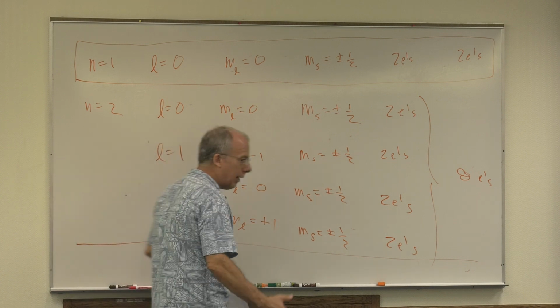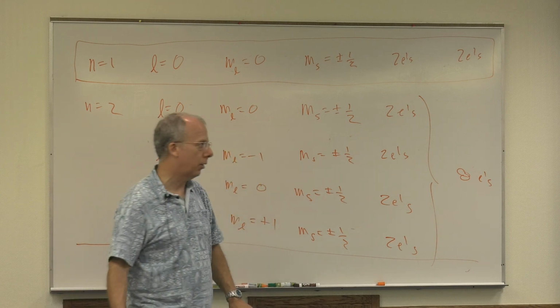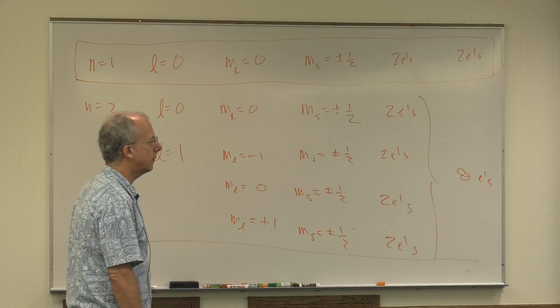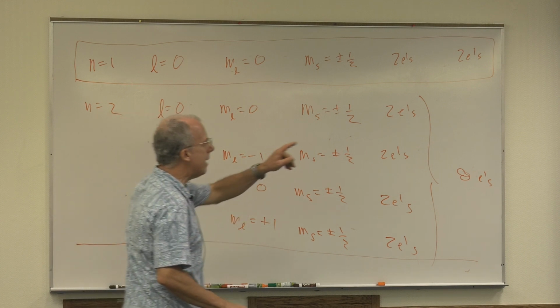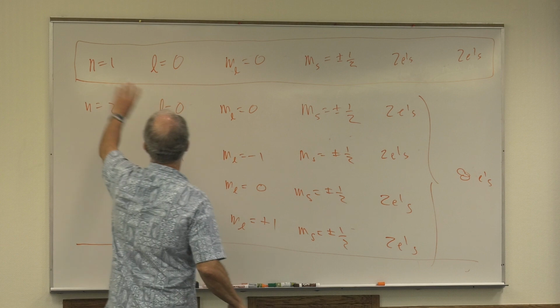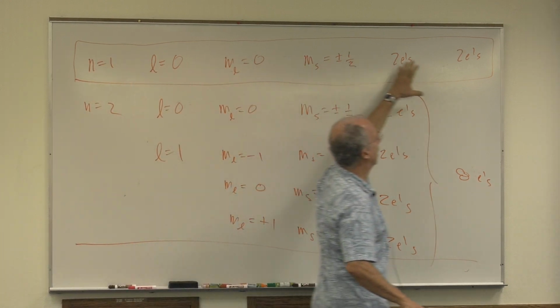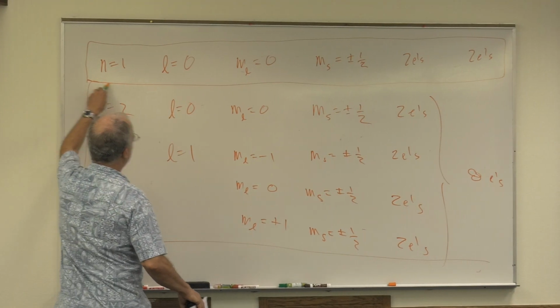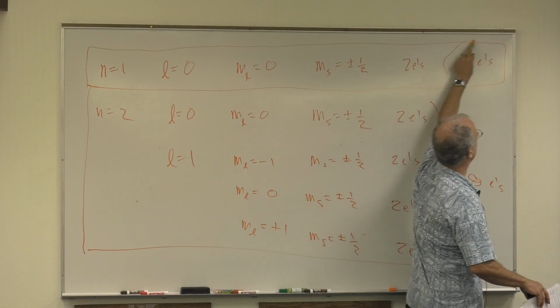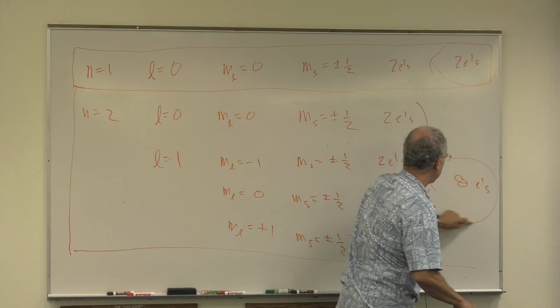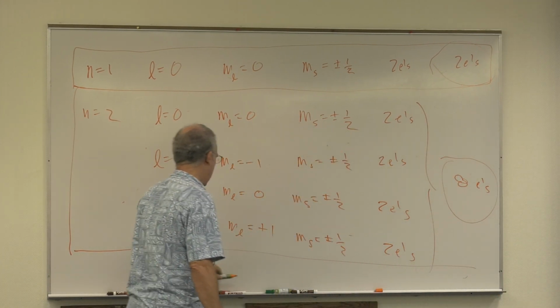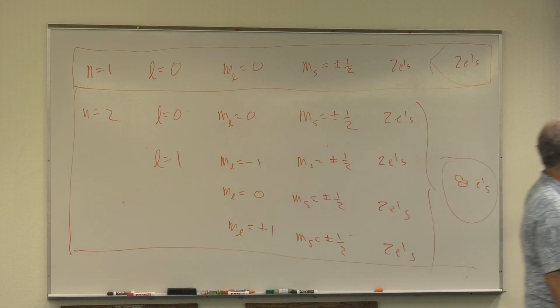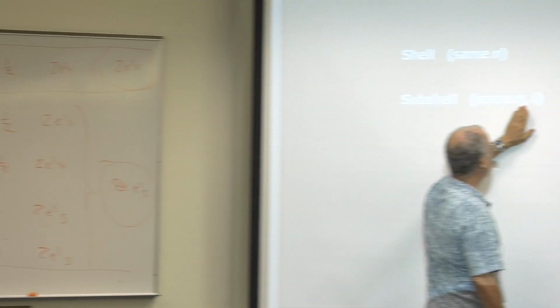Now, there are some definitions that they use when they do this kind of thing. The same n is a shell. So this is a shell, this is a shell, and that's why I wrote this. So we have 2 electrons in the n equals 1 shell and 8 electrons in the n equals 2 shell. Then we have subshells. They have the same n and the same L.